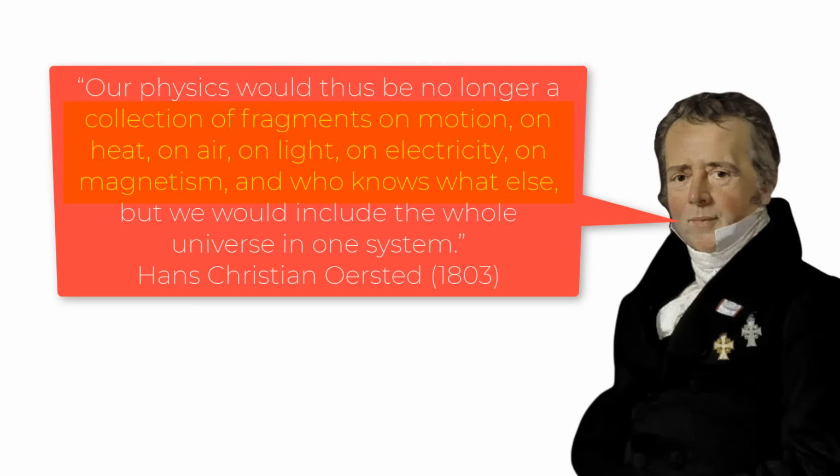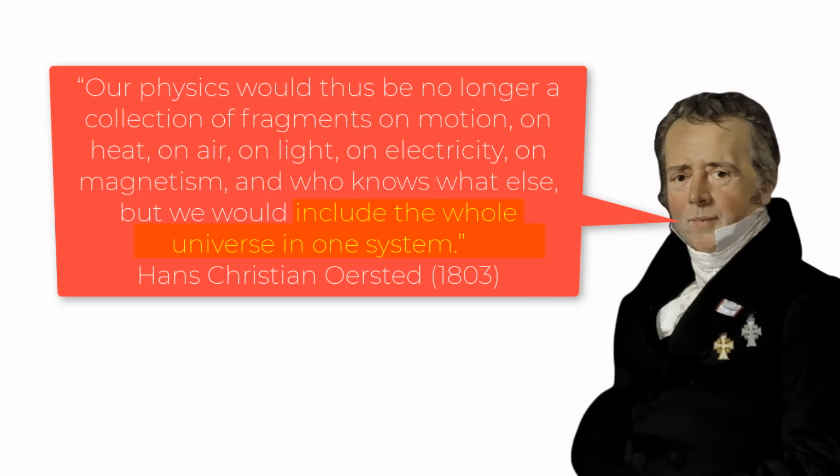If you think of divergence as measuring how much it's diverging from a point, you can think of curl as measuring how much it changes as it curls around a point in a circle. Now, before I get into this, I'd like to do a little bit of history. Back in the early 1800s, a Danish philosopher named Hans Christian Ørsted really wanted to make physics not a collection of fragments on motion, on heat, on air, on light, on electricity, on magnetism, and on who knows what else.